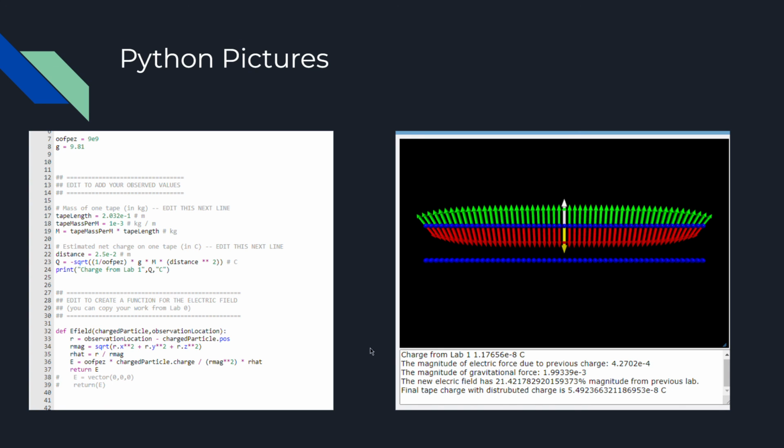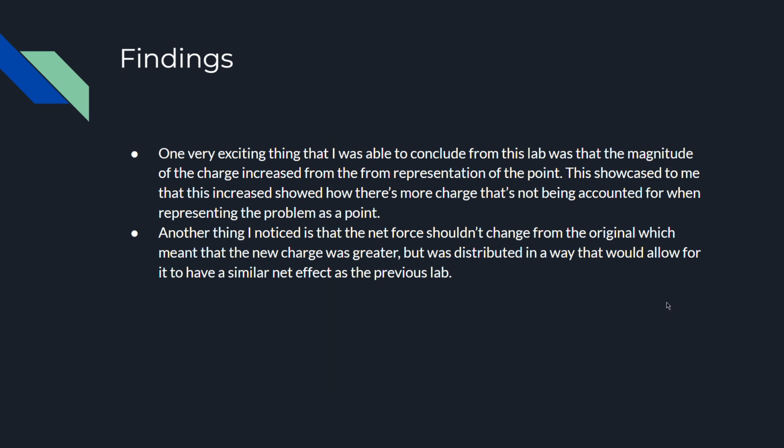But as you can see, the charge is 1.17 coulombs, the magnitude of our force due to our previous charge. And we can see that the new electric field has increased by nearly 5 times. One very exciting finding I was able to conclude from this lab was that the magnitude of the charge increased from the representation of it as being a point charge. It showcased to me that this increase showed how there's more charge that's not being accounted for when representing the problem as a point charge.